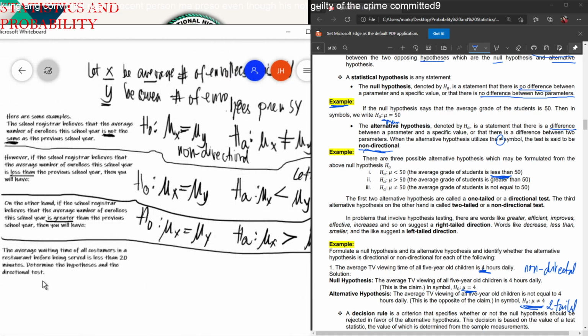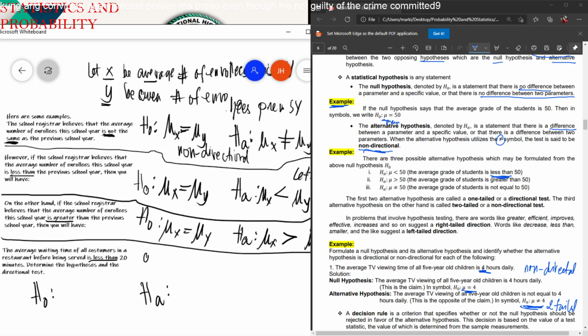The average waiting time of all customers in the restaurant before being served is less than 20 minutes. Determine the hypothesis and the directional test. So what do you think are the null hypothesis and the alternative hypothesis? What is the clue in our problem? The clue is "less than." So when it is less than, we know that we are using a directional test. The average waiting time of the customers before being served is less than.